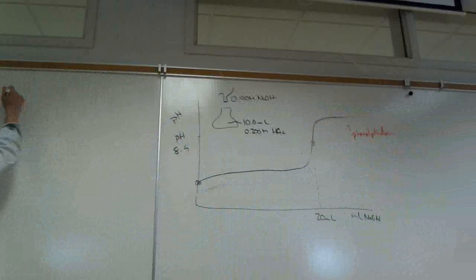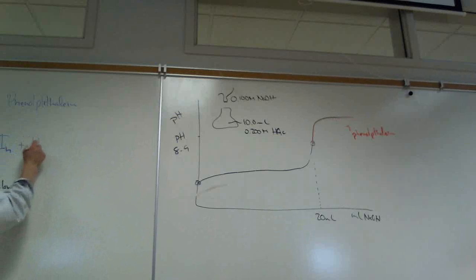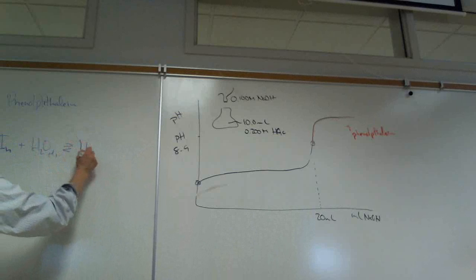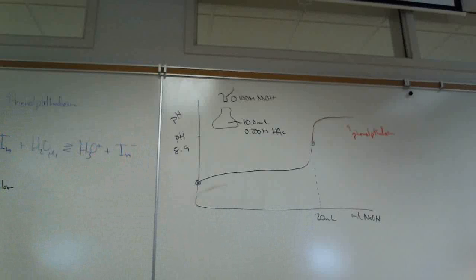Now with phenolphthalein, let's take a look at phenolphthalein in general. What phenolphthalein is, it's an organic acid. And we just call it HIN, IN for the indicator anion. And so HIN, this is what we call the acid color. Here. And then we know H2O, this is going to yield hydronium plus IN minus. This is the base color.